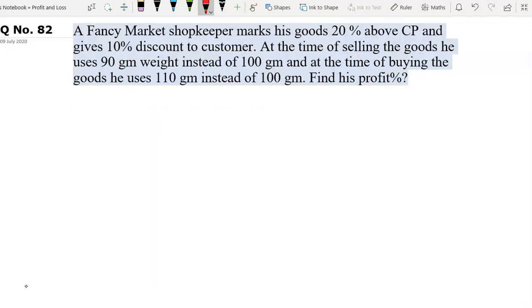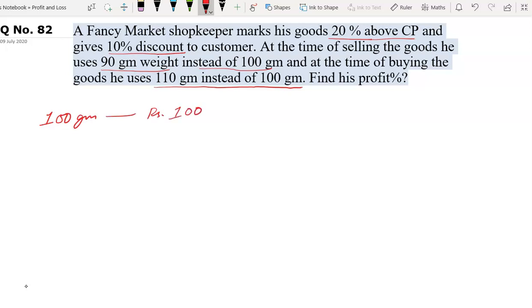Question number 82. A fancy market shopkeeper marks his goods 20% above CP and gives 10% discount to customer. At the time of selling the goods, he uses 90 gram weight instead of 100 gram. At the time of buying the goods, he uses 110 gram instead of 100 gram. Find his profit percent. So let's say 100 gram of goods cost him rupees 100.